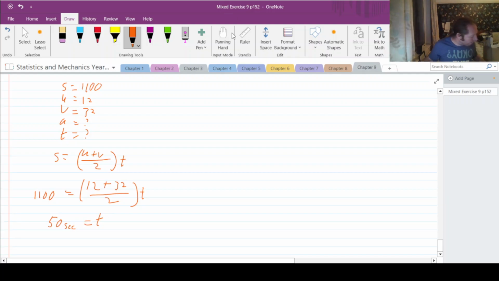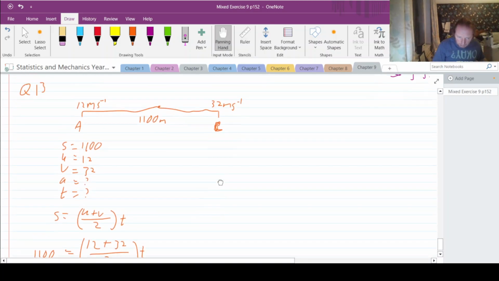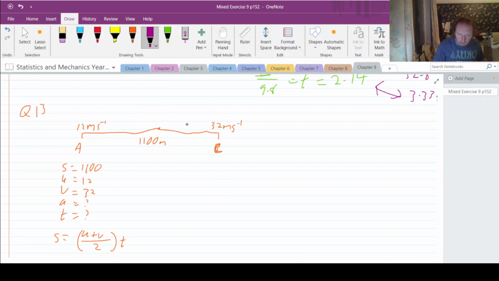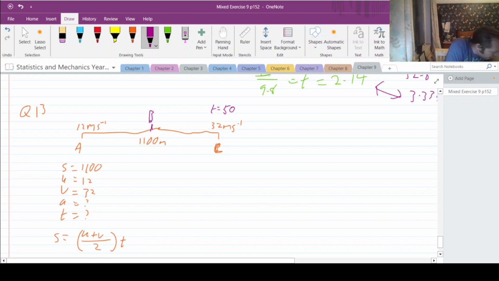Excellent. Part B. Given that B is the midpoint of AC, so that whole thing took T equals 50 seconds, but this is now midpoint B. Find the speed with which the car passed B. Well, we know if it's the midpoint, that's going to be 550 meters.